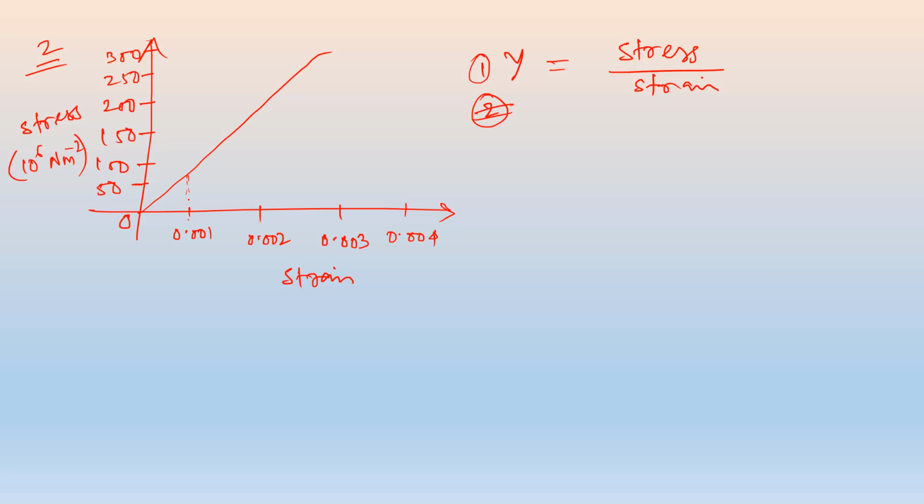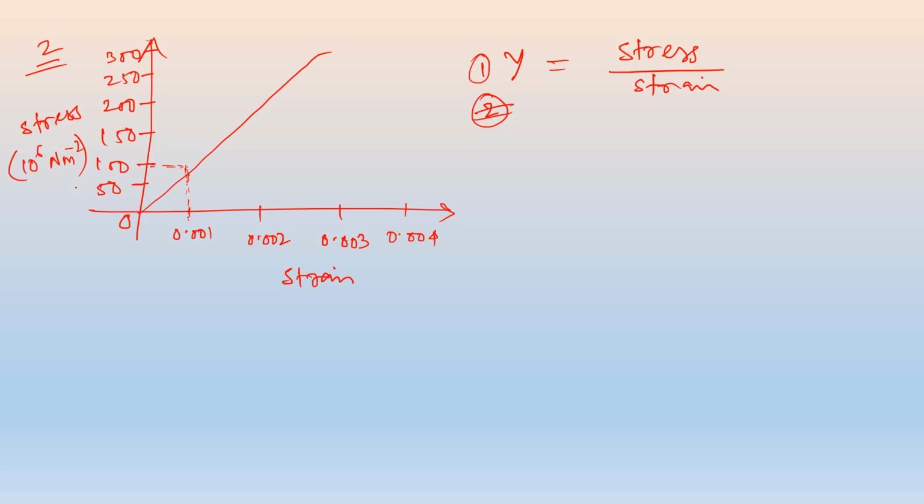Now if I plot that, according to my graph it is approximately 200. Now there is a strain of 0.001, and for that case I'm getting the stress as 100 into 10 to the power 6, right, in this case.